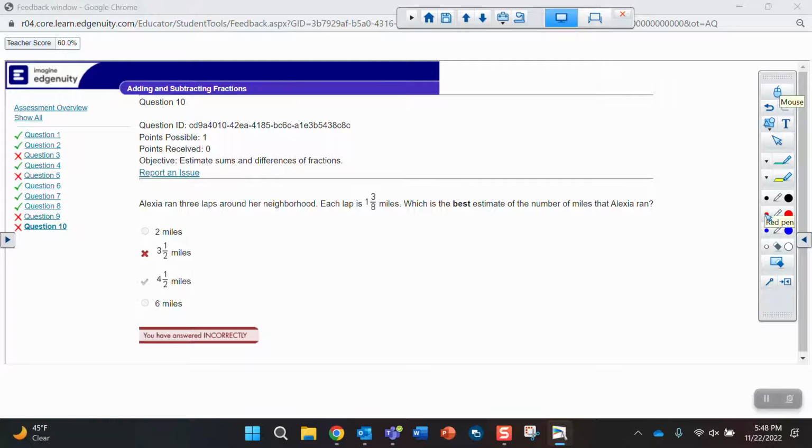Alexia ran 3 laps around her neighborhood. Each lap is 1 3/8 miles. What's the best estimate of the number of miles that Alexia ran? So what you're doing here is taking 1 3/8 and multiplying that by 3. You have to do that 3 times.